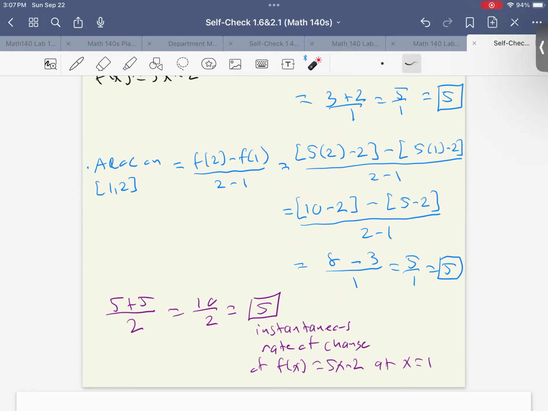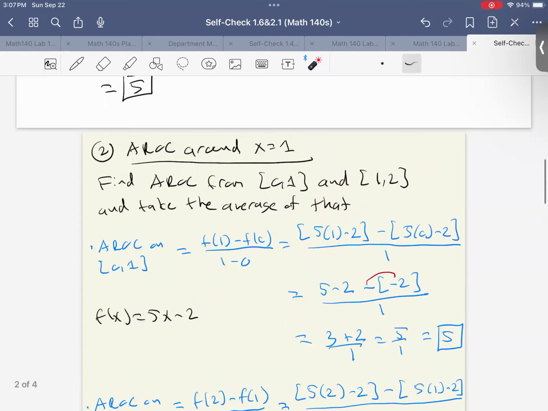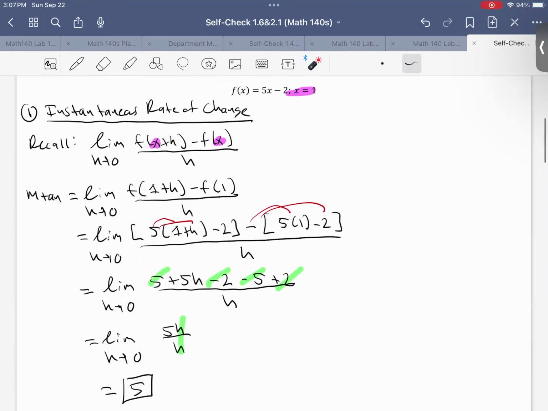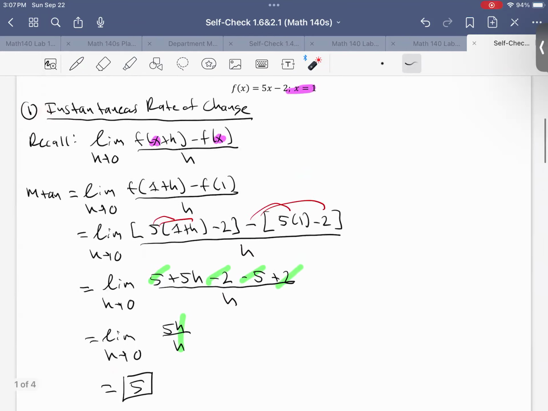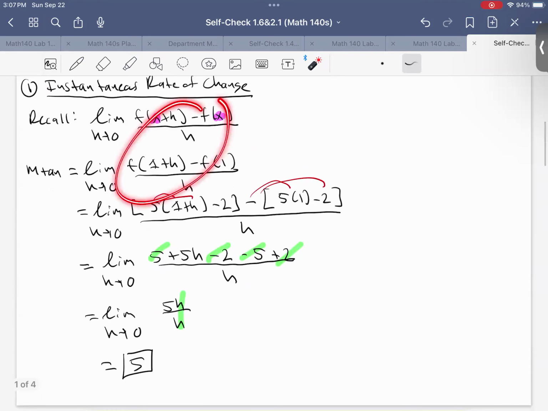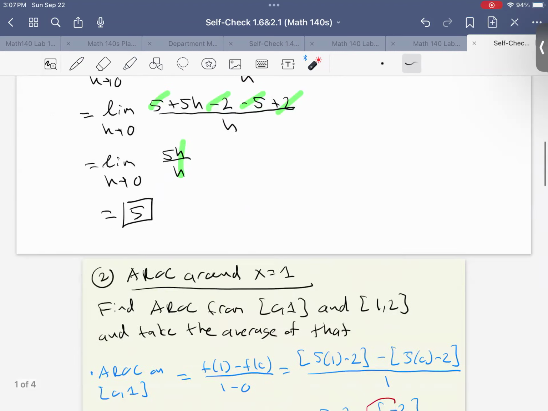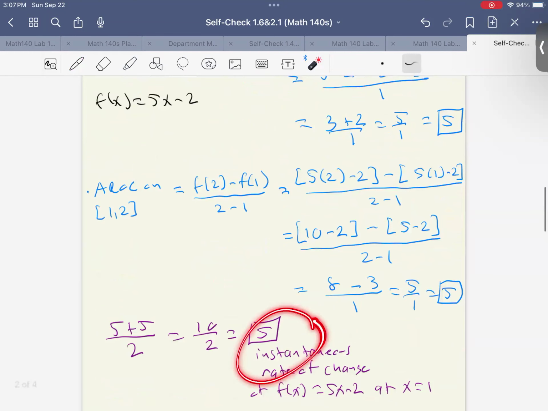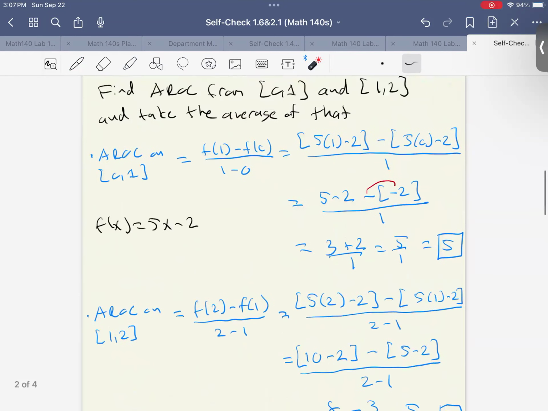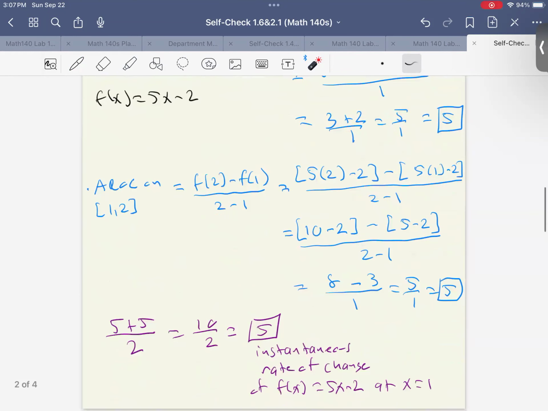All right, and notice it's the same exact thing that we got up here, right? Whichever way you want to do them is up to you. This one's the more official way to find instantaneous rate of change. This one's more of an approximation, but if you do an approximation, you should get close enough.